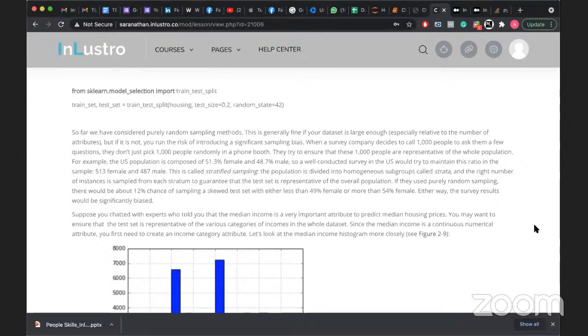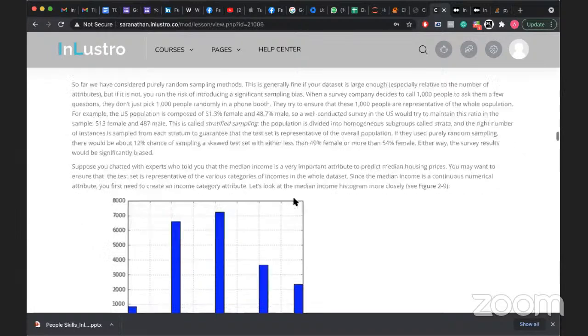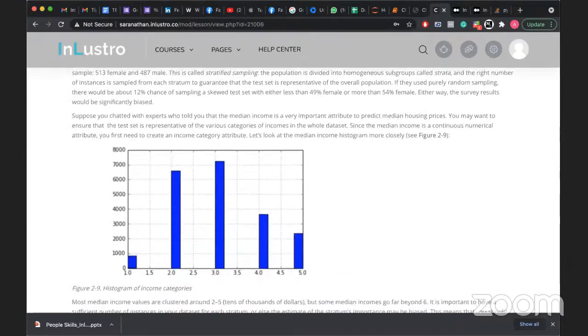what you do is, median income is a continuous numerical attribute. It's a number, right? So you need to create an income category to find out how the value distributions are, because otherwise it's a continuous number, right? You can't just do that. You have to create a category. So let's see, how do you create a category?